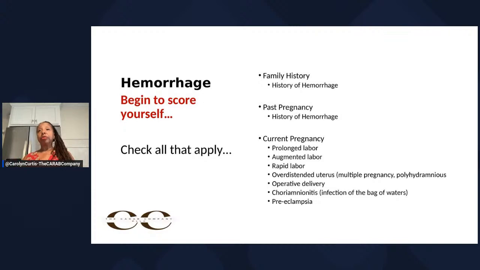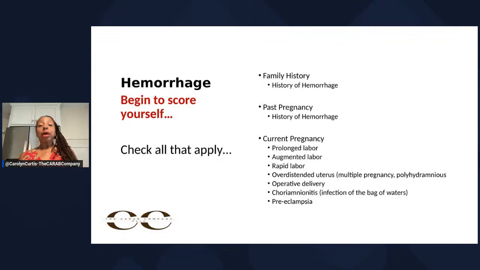Let's look at hemorrhage. Are you of Asian background? Then you need to tick yourself for that. In the past family history, was there any history of hemorrhage? It's where you need to go and ask your mom, what happened when any of us were born? Did you have any problems? Did they tell you that you bled too much?